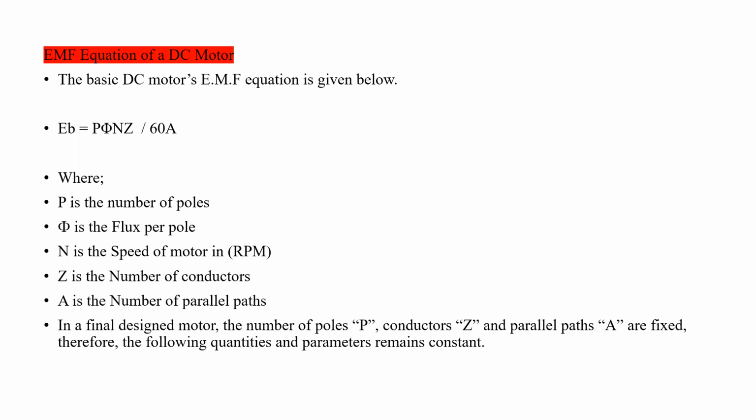But in the DC motor, we give the supply to both windings, the armature winding as well as the field winding. Is it right? That's why the operating principle changes, and the EMF equation also changes. The construction is different, the operating principle is different, so the EMF equation is also different. Is it right, Swapnali?